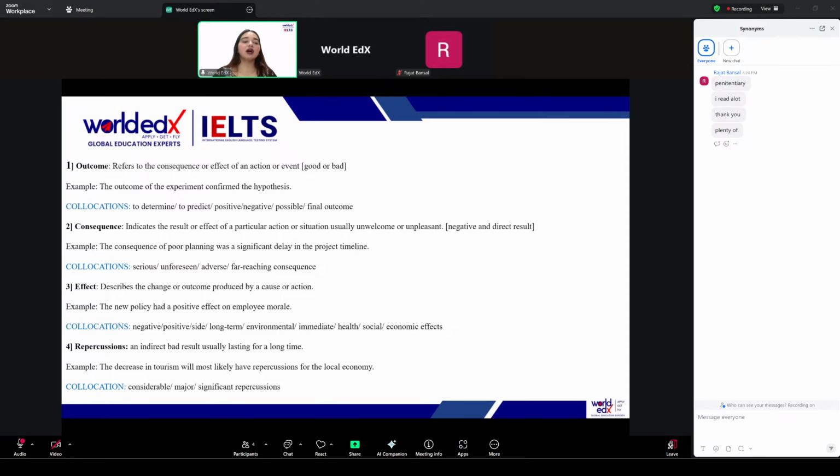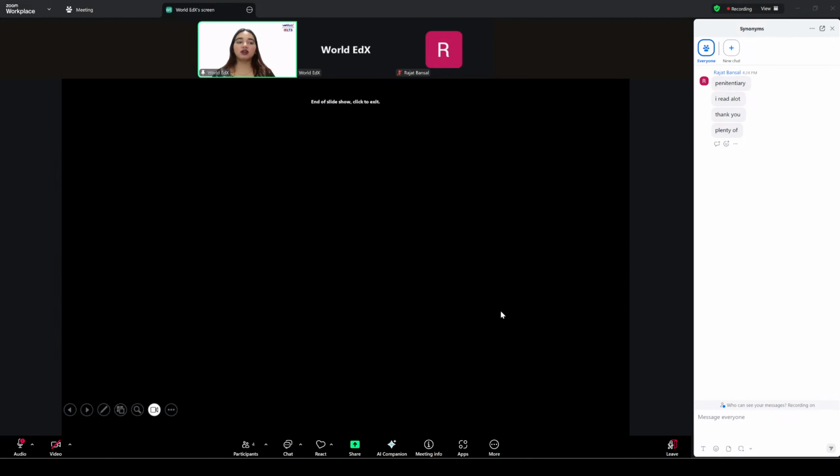Then you have effect: negative effect, positive effect, long-term effect, environmental, immediate, health, social, economic effect. These are the ways in which you can use effect. And then you have repercussions. Repercussion is a direct result of what you do, but compared with results, it has a very long-term effect on maybe your career, on the trajectory of life. So when you use repercussions, make sure the results are long lasting. Okay. So this is for results, and with this we come to the end of the session.